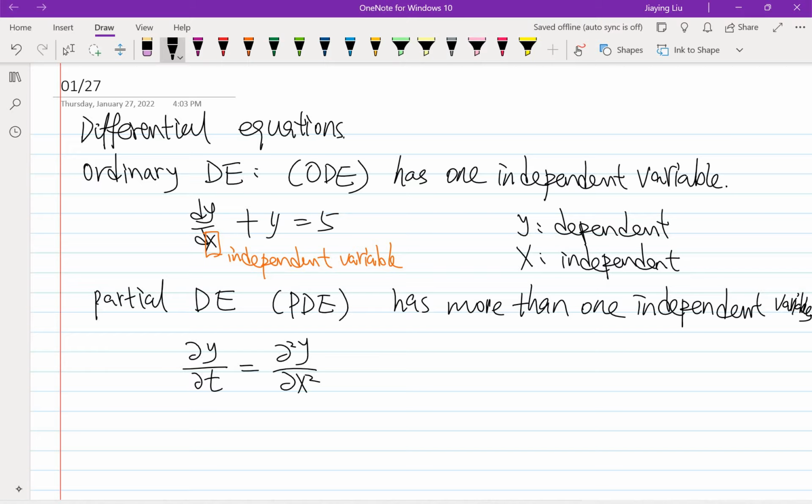The reason we use this curly d instead of the normal d is because the y in this case depends on both x and also t. So the x here and the t, they are the independent variables. Both of them are independent variables here. So x and t are independent. Here we have two of them, so it's a partial differential equation, not an ordinary differential equation.